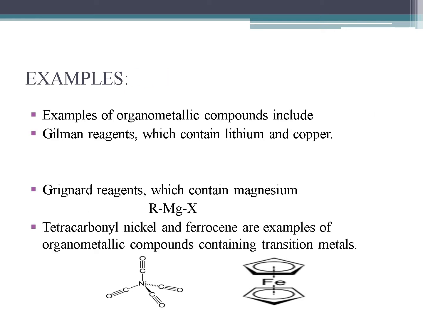Other examples of organometallic compounds include Gilman reagent, Grignard reagent, and other examples are tetracarbonyl nickel and ferrocene. In Gilman reagent, there is a bond between lithium and a carbon atom, and Grignard reagent contains a magnesium bond. Tetracarbonyl nickel and ferrocene are also examples of organometallic compounds, which are shown below this figure.